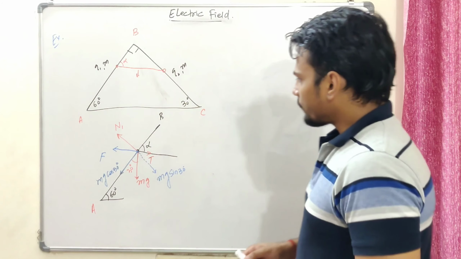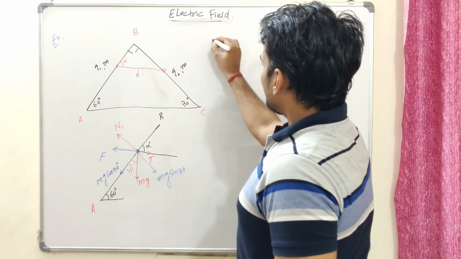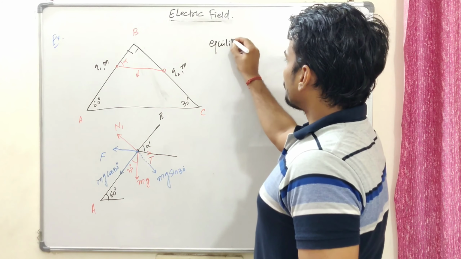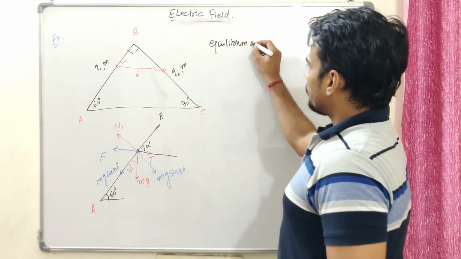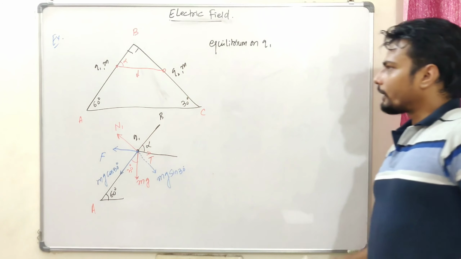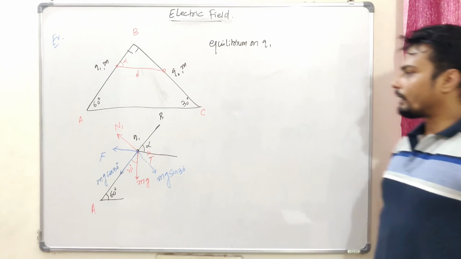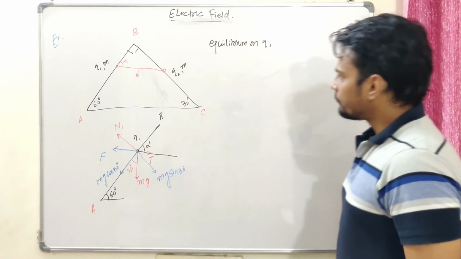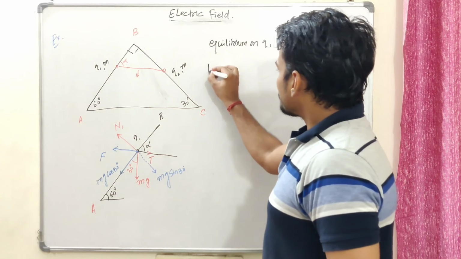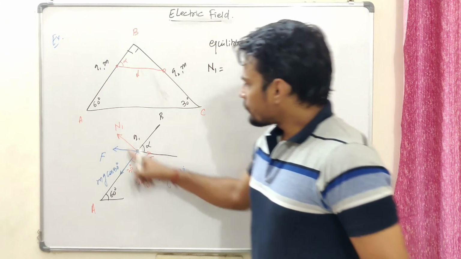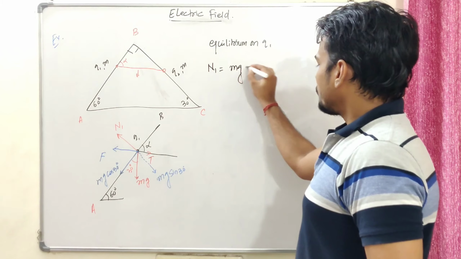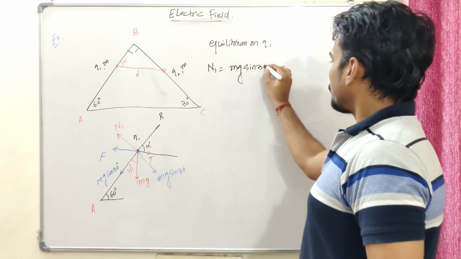Now let me form the equation over here. So basically, we're going to talk about the equation because of the equilibrium on Q1. So this is my Q1 over here. So we're talking about the equilibrium of Q1. Later on we'll talk about the equilibrium of the Q2 to find some values. Fair enough, at equilibrium on Q1. So let me first write normal 1. This normal 1 should be equal to mg sin theta, mg sin 30 degree. Okay.